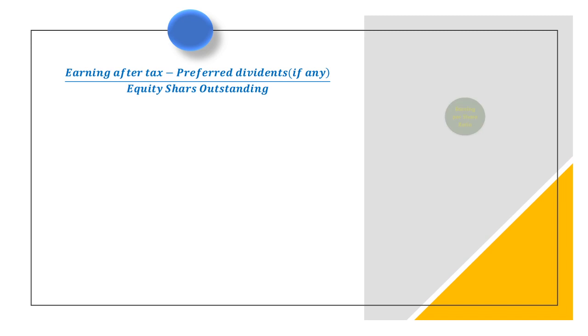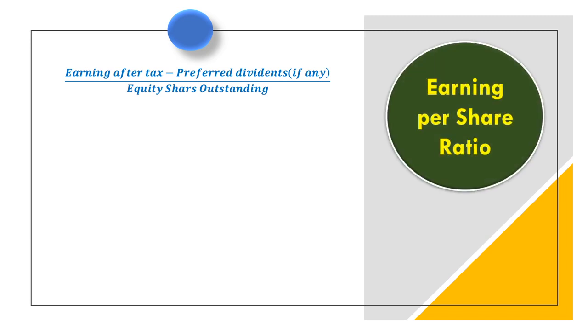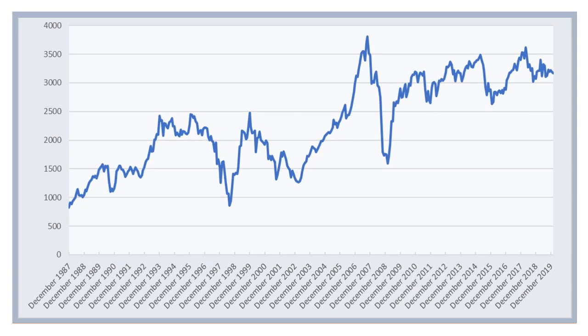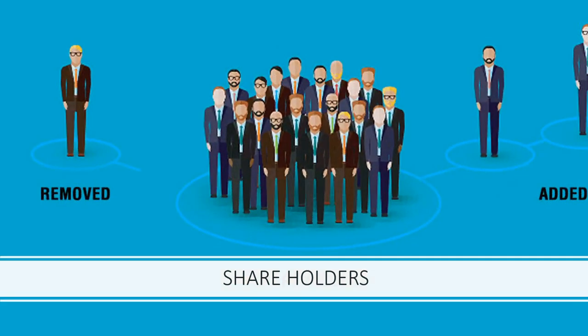To see the third one, earning per share ratio. This ratio is computed with the formula of earnings after tax minus preferred dividends, if any, whole divided by equity shares outstanding. So this ratio reveals the amount of the period's earnings after taxes which accrues to each equity share. This ratio is an important index because it indicates whether the wealth of each shareholder on a per share basis has changed over the period.